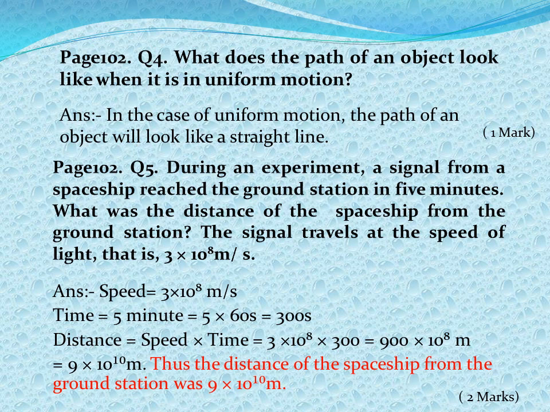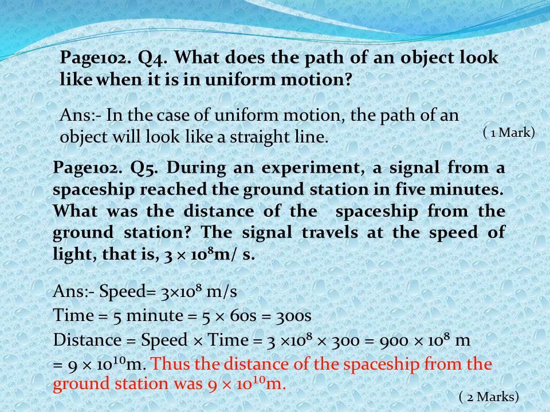Page number 102, question number 5. During an experiment, a signal from a spaceship reached the ground station in 5 minutes. What was the distance of the spaceship from the ground station? The signal travels at the speed of light, that is 3×10⁸ meter per second.